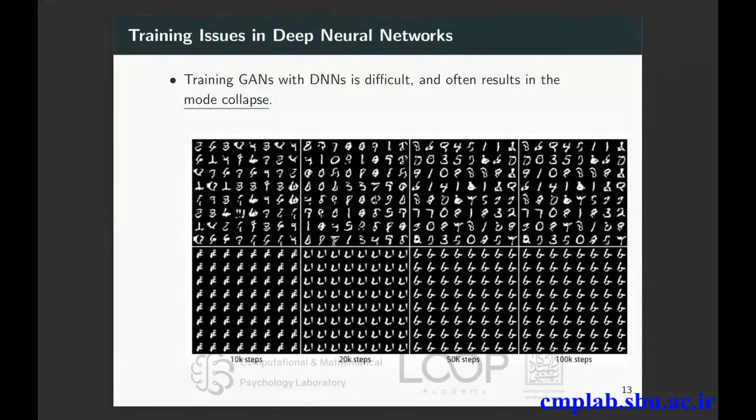For example, when we use deep neural networks for training GANs, we have some issues with mode collapse. So this is the MNIST data set. The goal here is to produce digits from 0 to 9. And as you can see, if you train GANs with deep neural networks, sometimes you only get one digit out of the GAN. And this is called mode collapse in GANs. The big picture is that using deep neural networks makes these GANs more fragile to train.